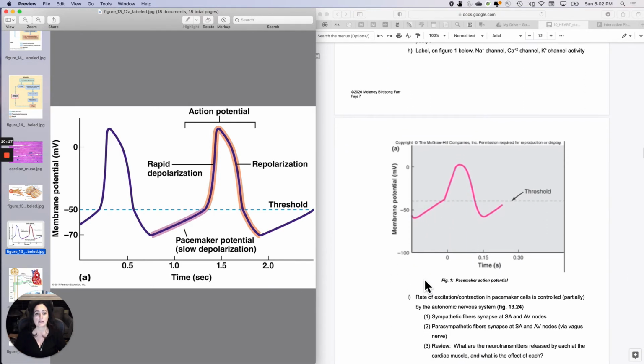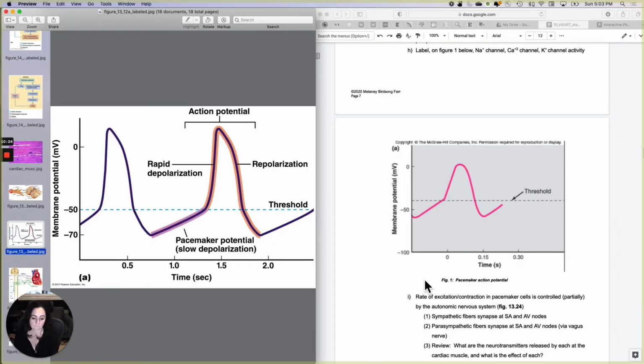We're supposed to label on this figure one below sodium channel, calcium channel, and potassium channel activity. So let's do that. Okay. So, what kind of channel is going on right here, guys? What kind of channel is that? That is a sodium funny channel. I don't really think they're that funny.